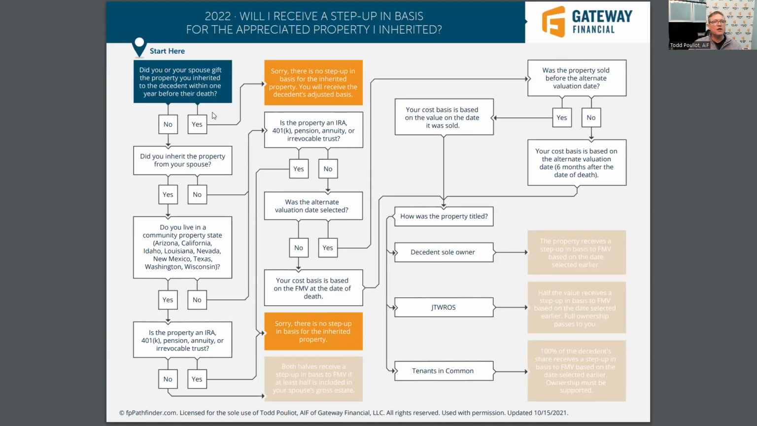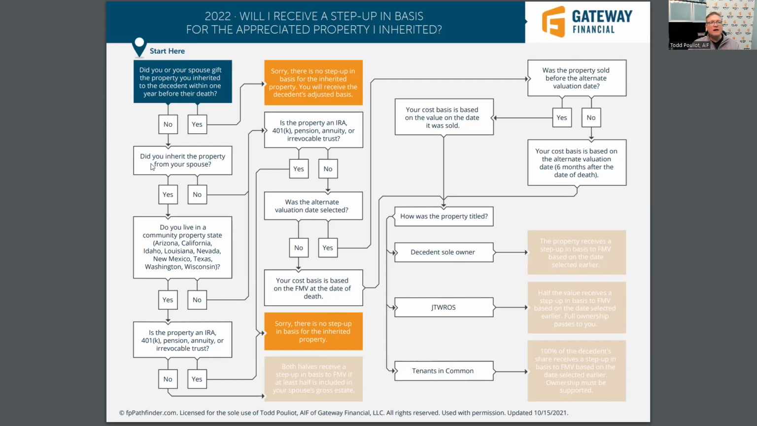So we're going to share our screen here, as we always do, and talk to you about this flow chart. The flow chart is, did you or your spouse gift the property you inherited to the decedent within 1 year before their death? Hopefully that answer is not yes. Hopefully that answer is no. We can continue on. But if you did gift the property that you inherited within 1 year before their death, there is no step up in basis for the inherited property. They'll just receive the decedent's adjusted basis. And this is another one that we've run into recently. It was not just a grandparent to the children to the grandchildren.